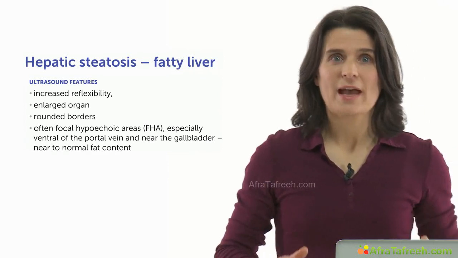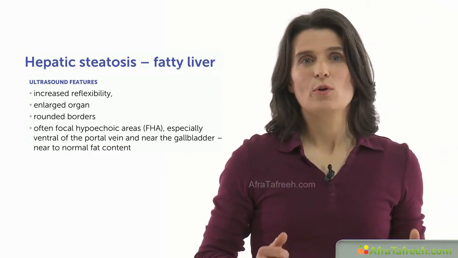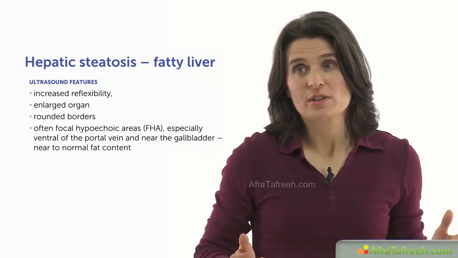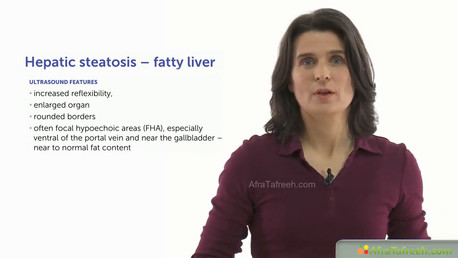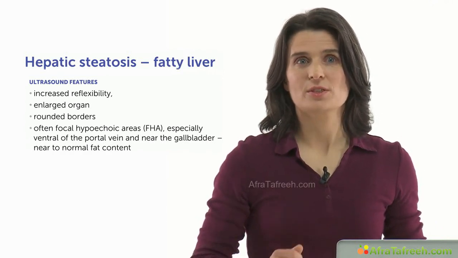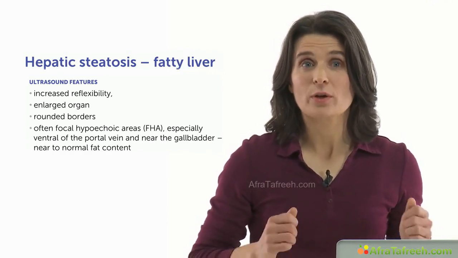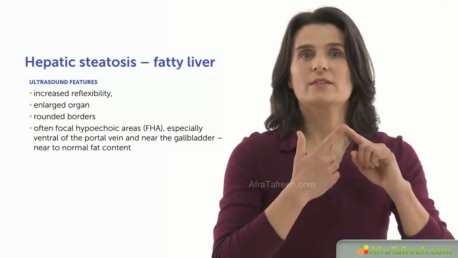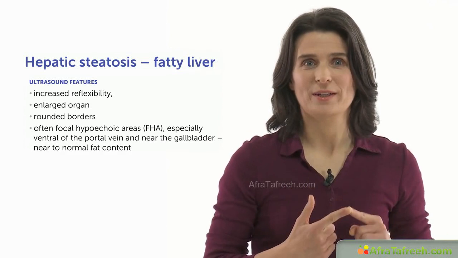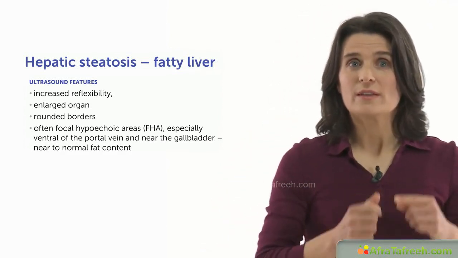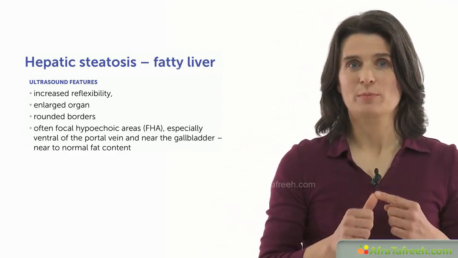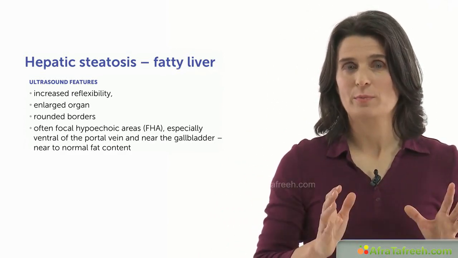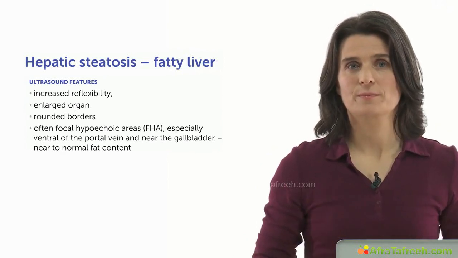At the beginning, it can be difficult to distinguish focal hypoechoic areas from other liver lesions, especially suspicious lesions. What can help with this decision is the typical location, ventral of the portal vein and in direct neighborhood to the gallbladder. And also the typically map-like shape, appearing elongated and not round or oval-shaped like liver lesions.